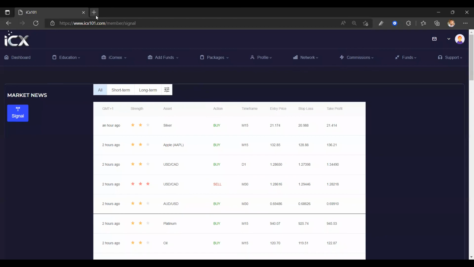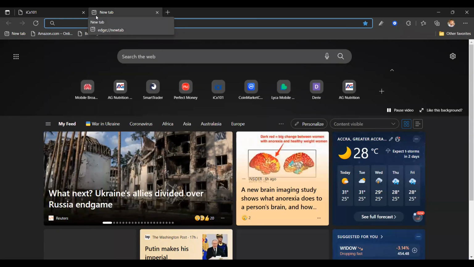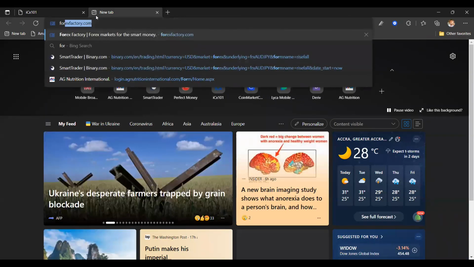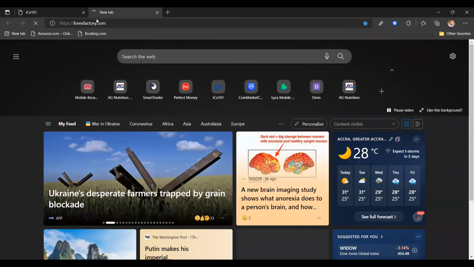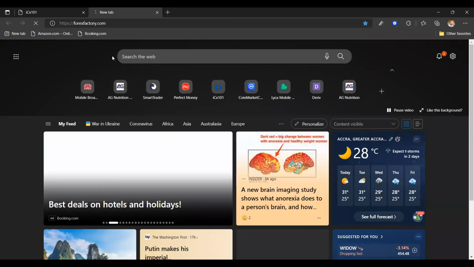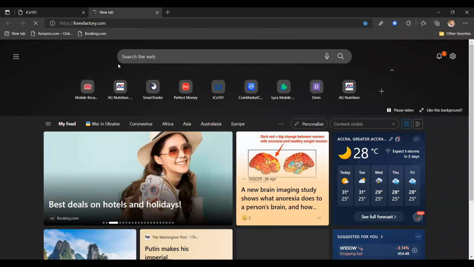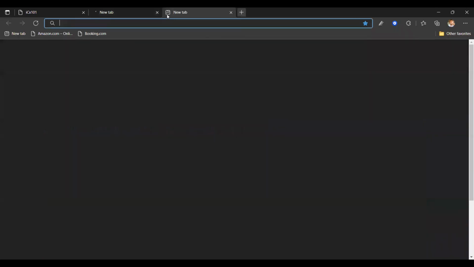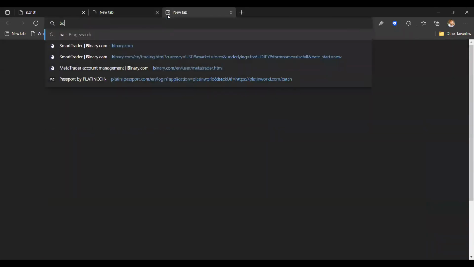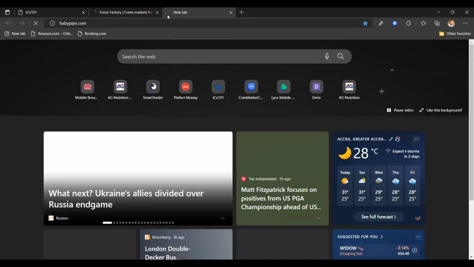All right, now, my fellow friends, forexfactory.com is one website you can get your news from. You can also go to babypips.com. Okay, they also have market analysis. They have community forum discussions. You can also go to tradingview.com. You'll be able to see some of this.